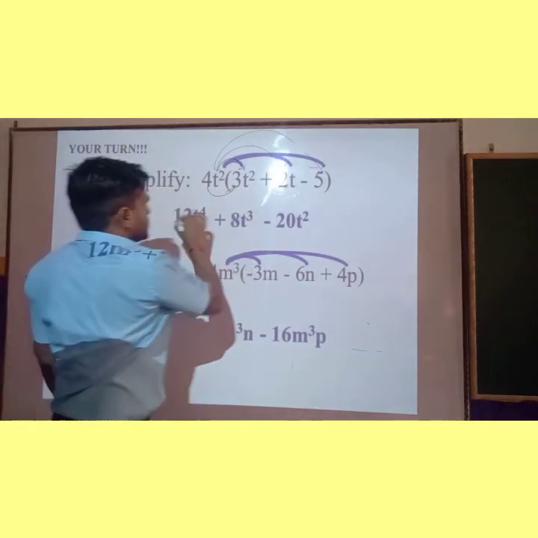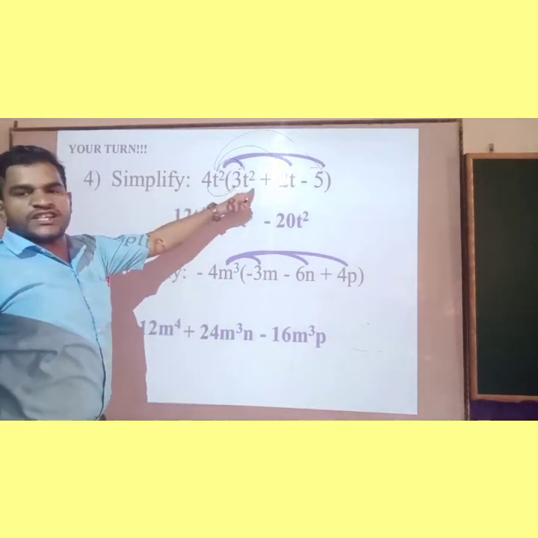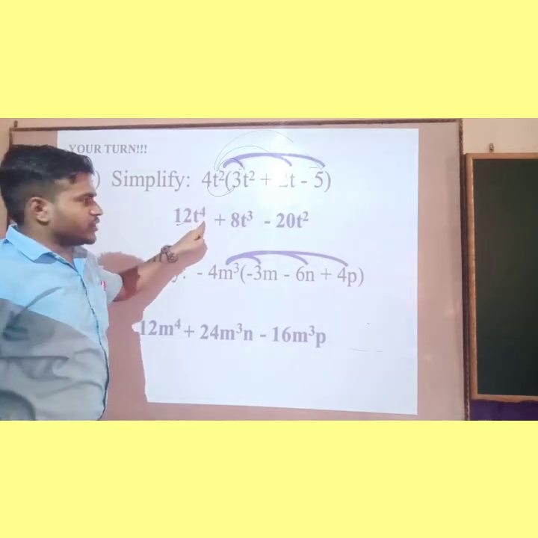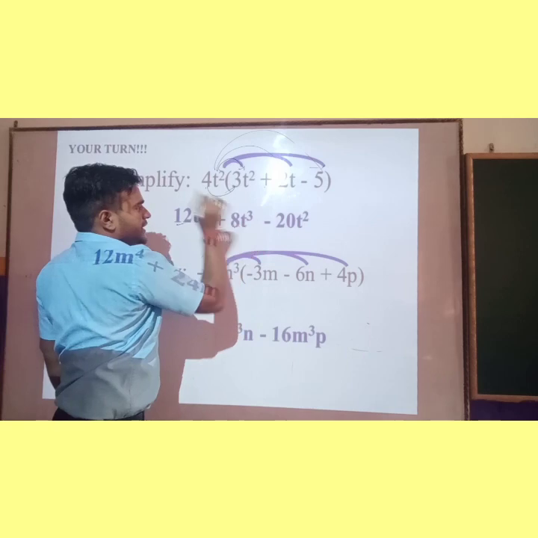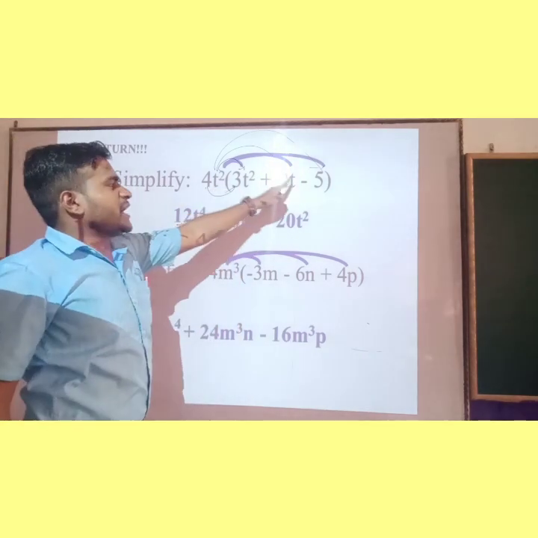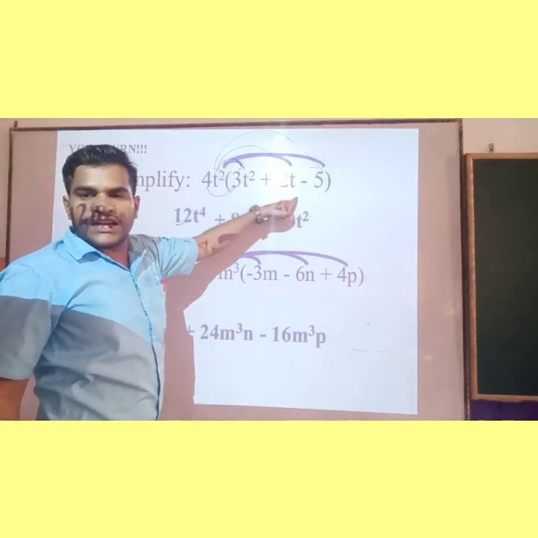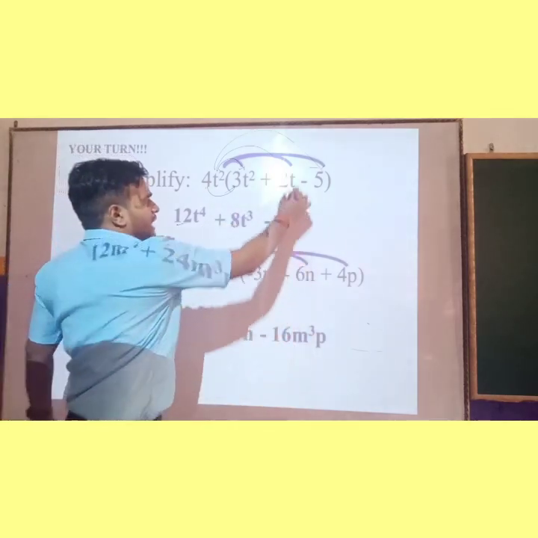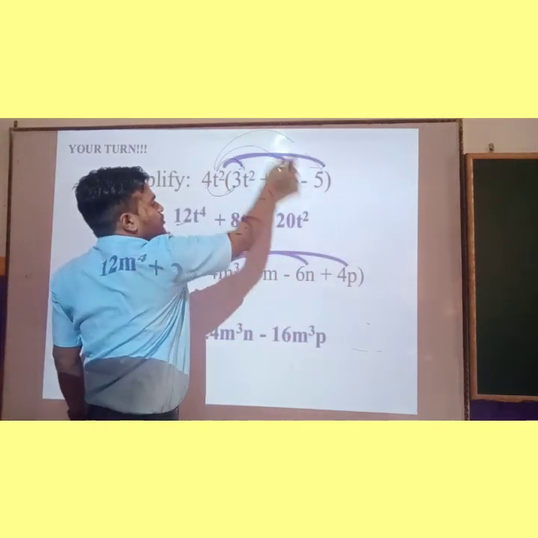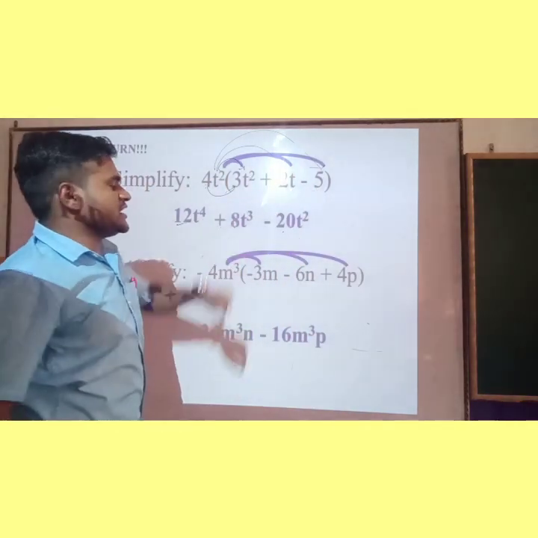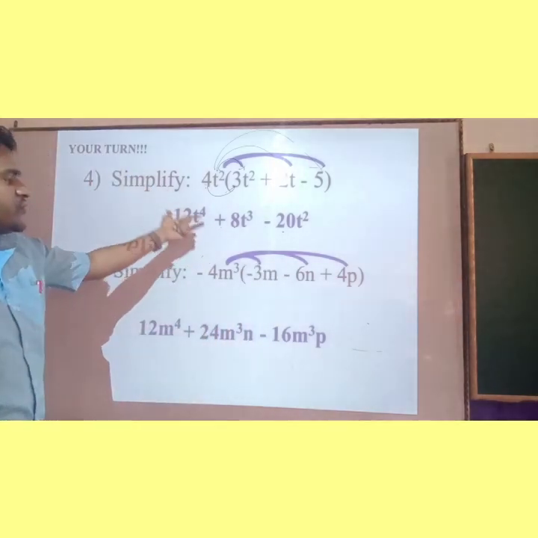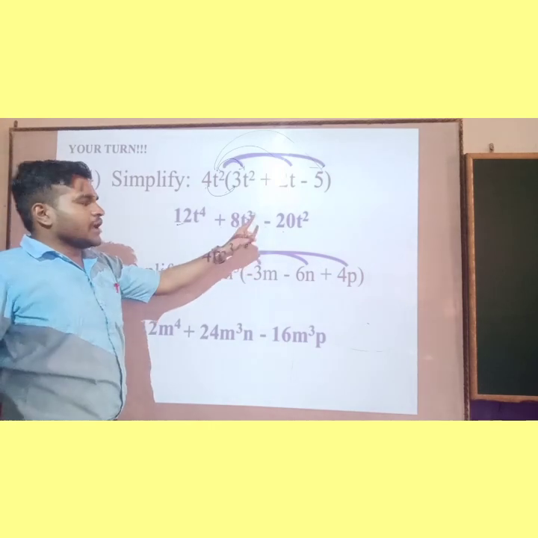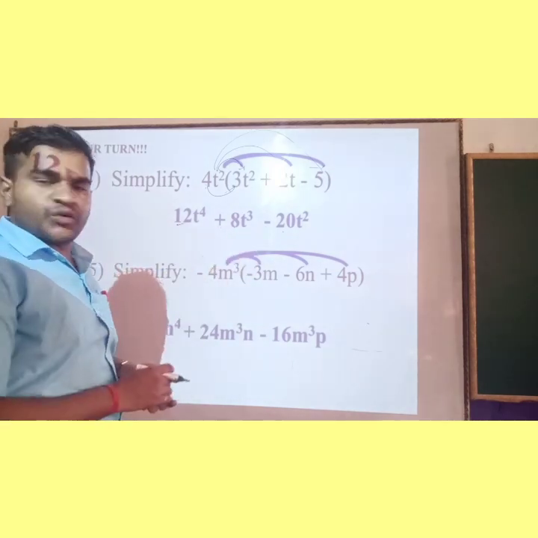4 3 ja 12. t square and t square, that will be t power 4. Plus 4 2 ja 8. t square multiplied with t, so t square and t, that is t cube. Minus 4 5 ja 20 and t square. So this is the answer. 12t power 4 plus 8t cube minus 20t square.